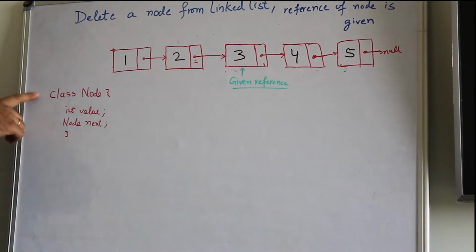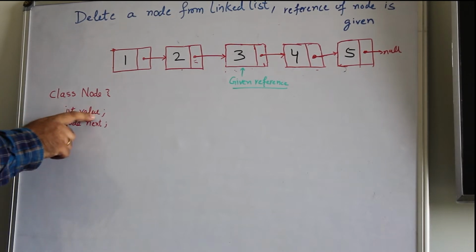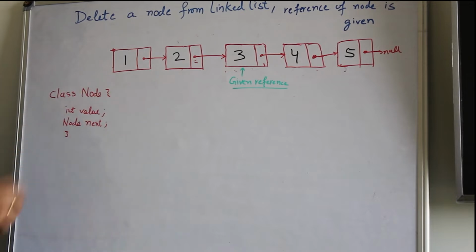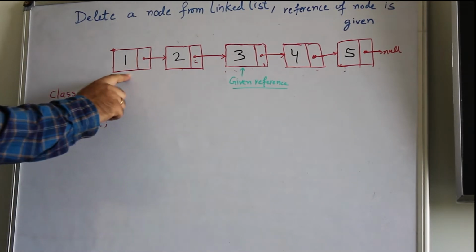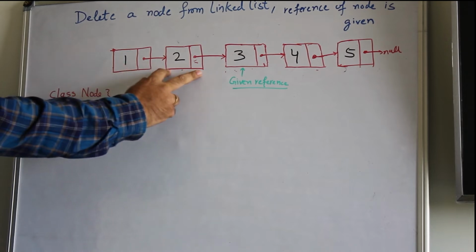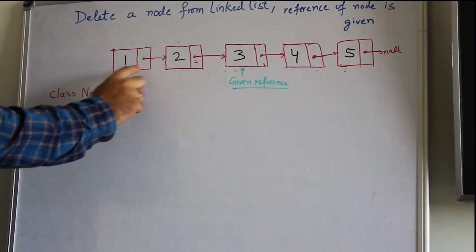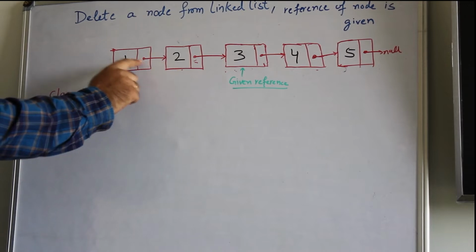So this is the class node that we have. It is having one integer, that is value, and the next pointer which is pointing to the next reference of the node. So for example, for this node the value is 1 and it is pointing to the node that is having value 2, so it is pointing to this. So this is the next pointer.